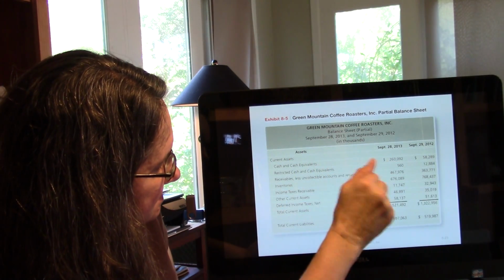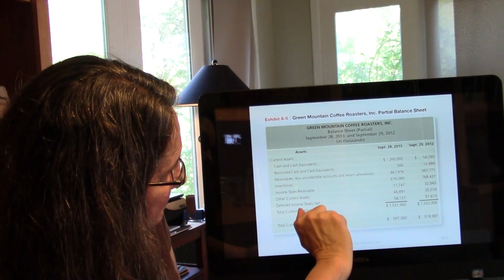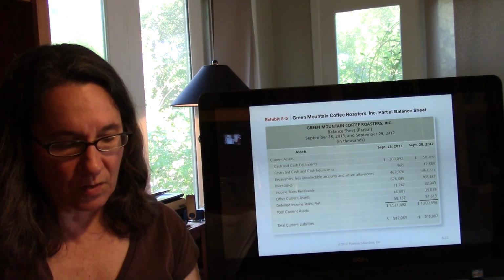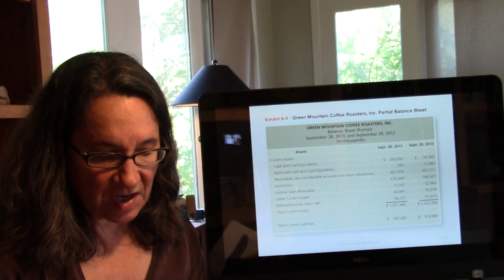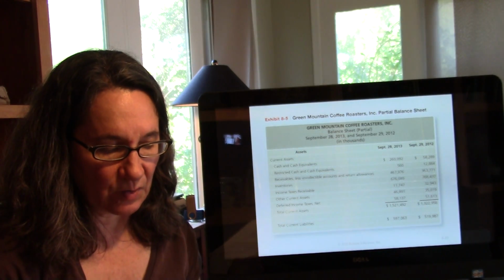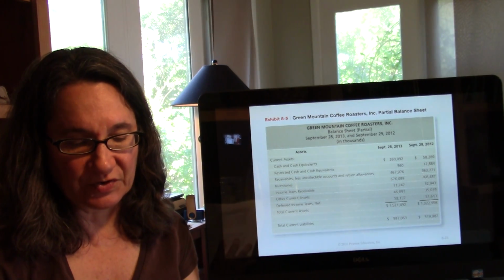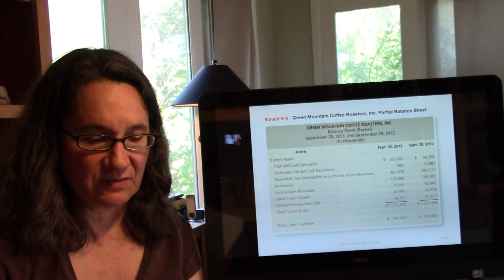Here are our assets and our liabilities, right down here. So using the information, we'll look at three common ratios used to evaluate business performance: the acid test, accounts receivable turnover ratio, and days receivable.